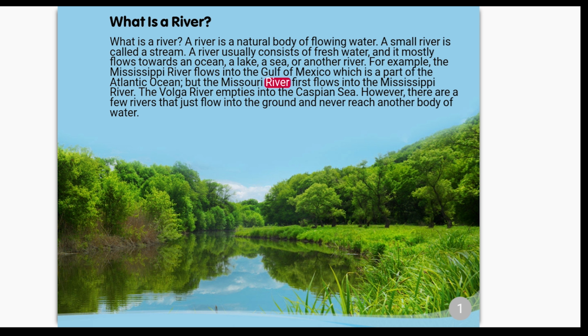but the Missouri River first flows into the Mississippi River. The Volga River empties into the Caspian Sea. However, there are a few rivers that just flow into the ground and never reach another body of water.